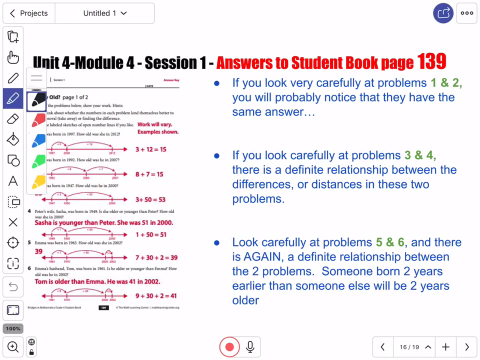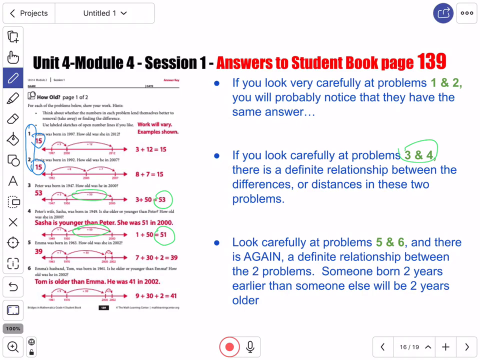If you look very carefully at problems 1 and 2, you'll probably notice that they have the same answer, kind of like with our problem string, okay? They have the same answer. Interesting. All right, now if you take a look at problems 3 and 4, there's a definite relationship between the differences or the distances in these two problems. As you see here, you jumped 50 and you jumped 50. And so the numbers are very close together. So it's just interesting how this kind of turned out.